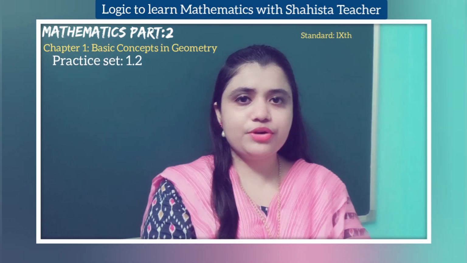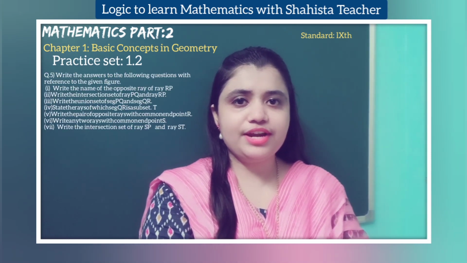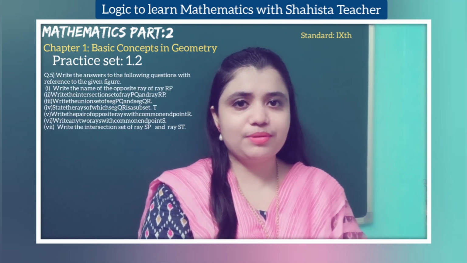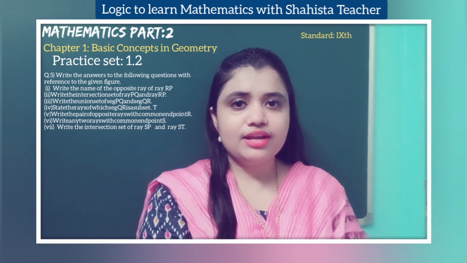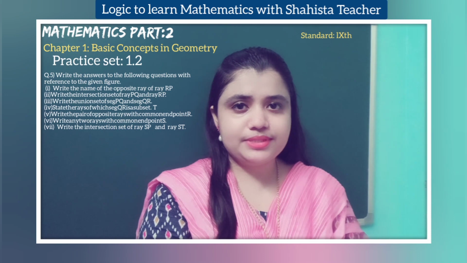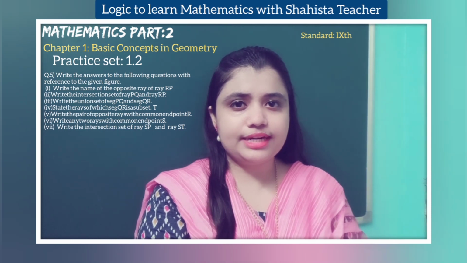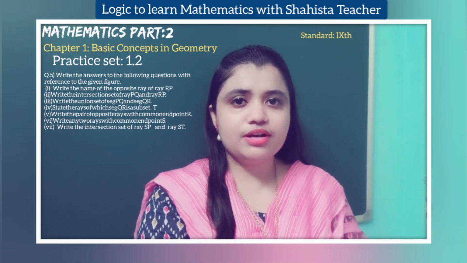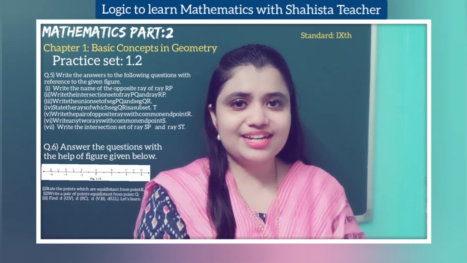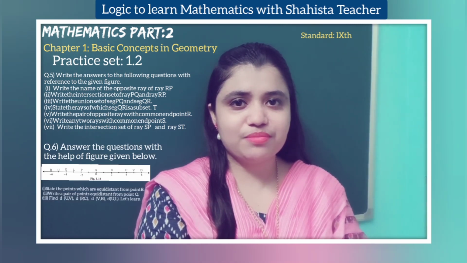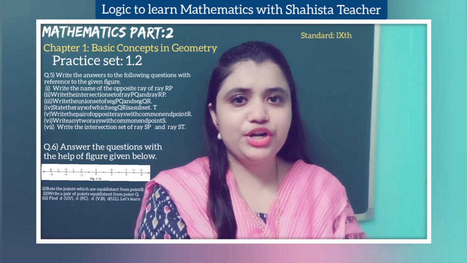Students, today I am going to teach you question number 5 and question number 6 of practice set 1.2. Question number 5 is based on opposite ray, union set, subset, and intersection set of points, and question number 6 is based on equidistance of points. So students, let's solve question number 5 and question number 6 of practice set 1.2.